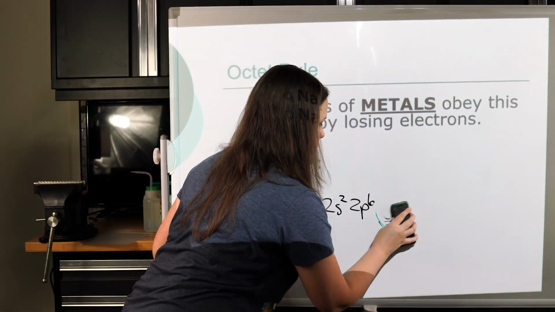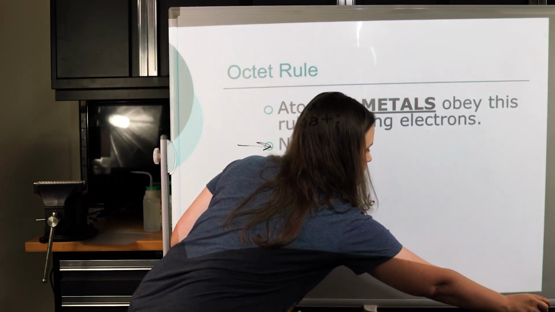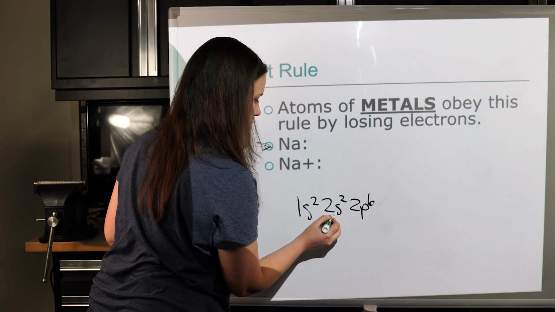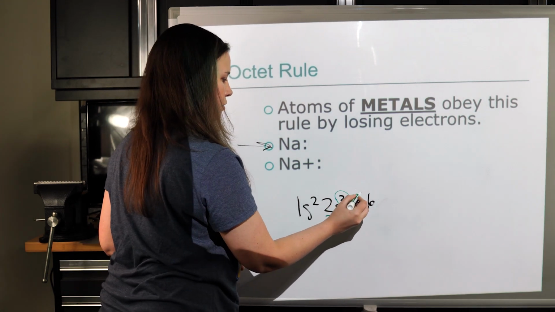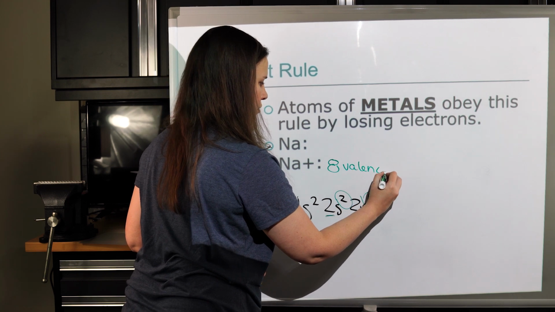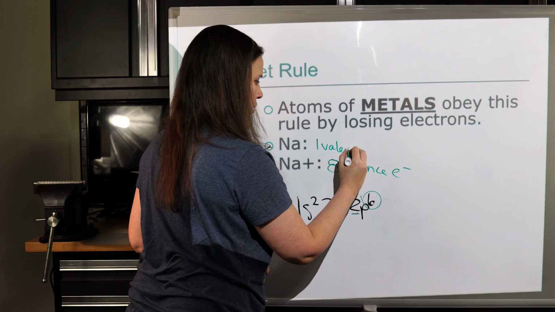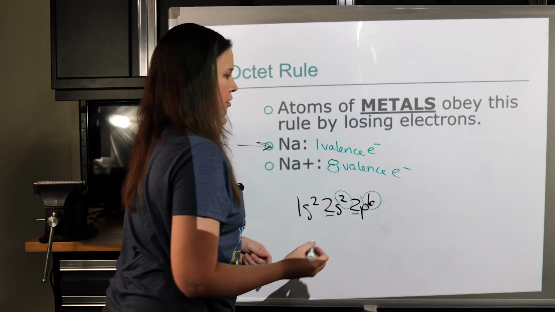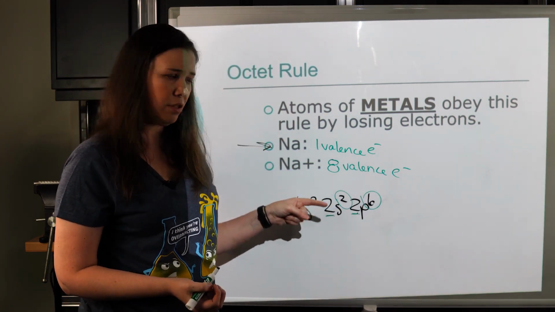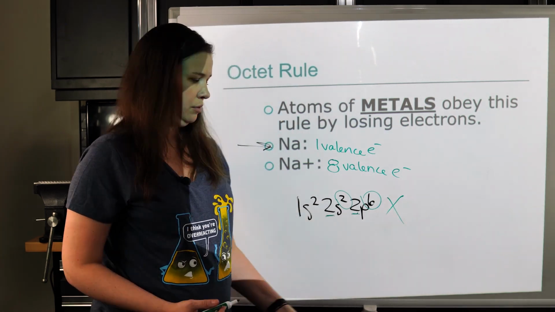So if we remove that orbital, now the highest energy level is the 2, for a total of 8 valence electrons. Whereas the regular sodium only had 1. So it may seem kind of weird that we're increasing the number of valence electrons. That's because we lost that entire third shell.